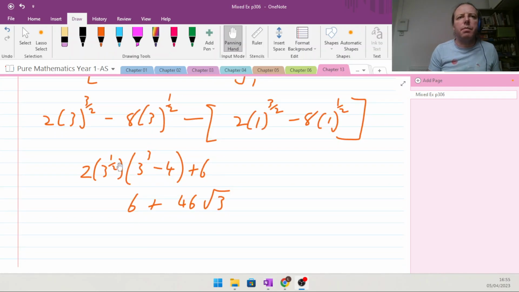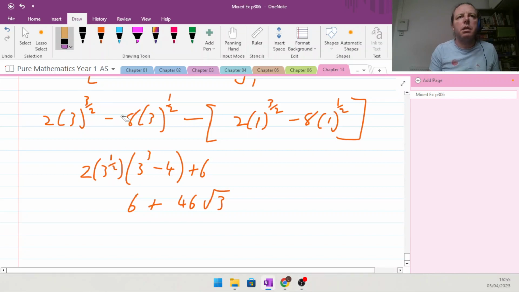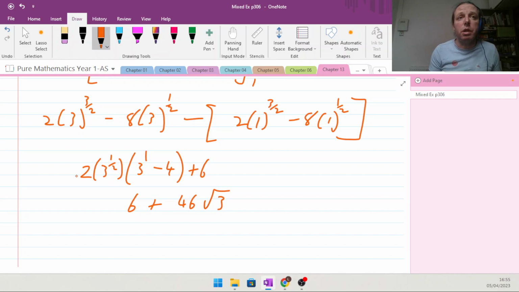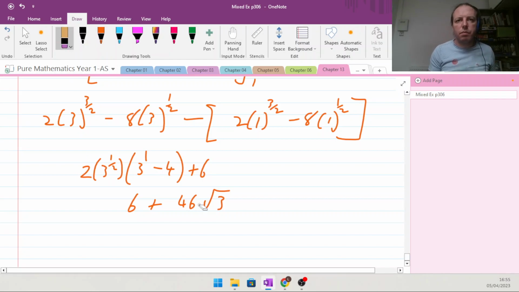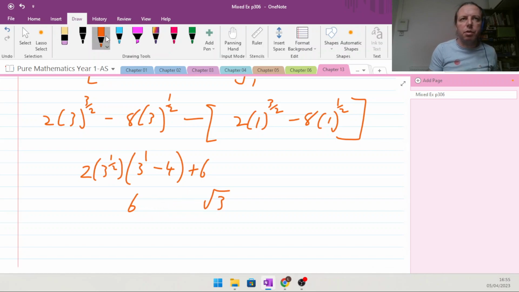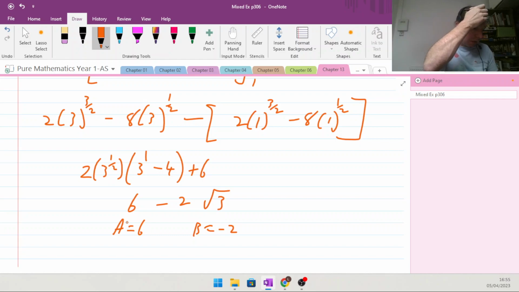That's not right, is it? If I take a half away from 1.5, I am left with 1. Which means 3 take away 4 is minus 1, minus 2. So that should be a minus 2. Yeah, that looks better. So a equals 6 and b equals minus 2. Getting all my roots back to front and upside down today.